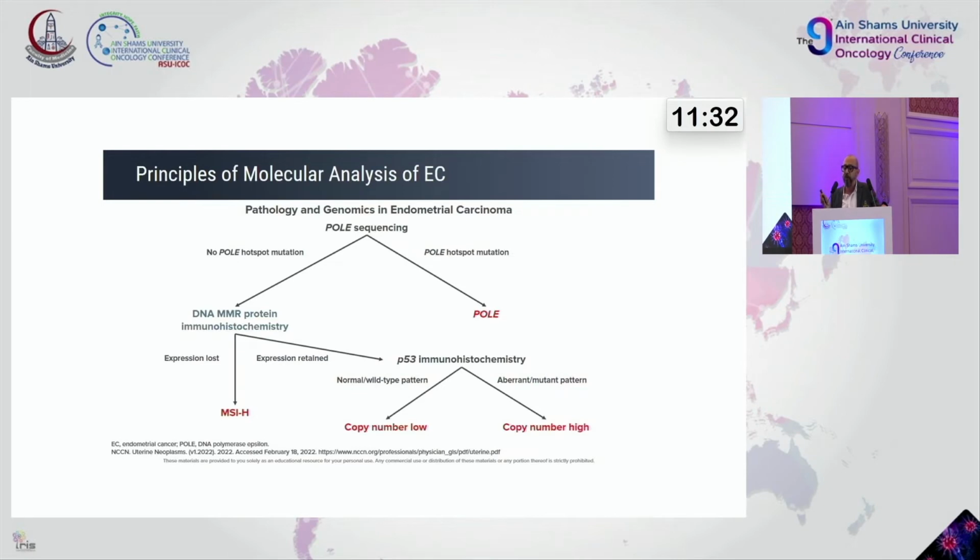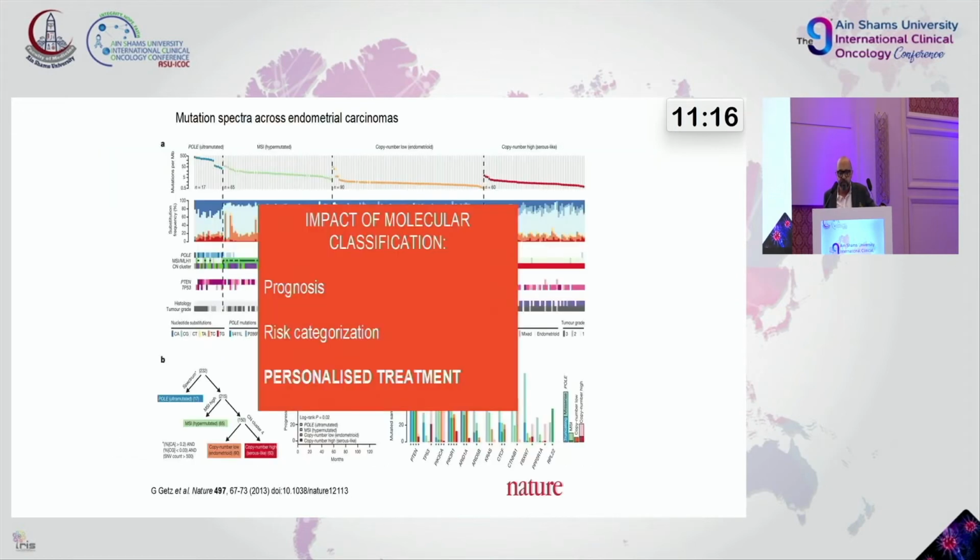If it is POLE or MSI mutant, it is copy number high. So these are the new principles for molecular analysis of endometrial cancer, which will impact our treatment decisions in the future in the metastatic setting, and I will show you also in the adjuvant setting. The impact of molecular classification: it has an impact on prognosis, on risk categorization, and on personalized treatment.